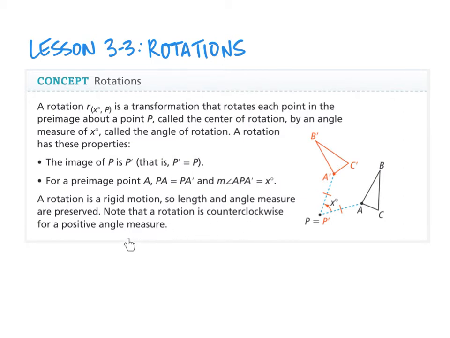One thing to notice is that if we have a positive angle of rotation, that means we're actually rotating counterclockwise. It seems like it would be nice if positive meant clockwise and negative was counterclockwise, but it's actually the opposite. A positive angle measure of rotation is actually a counterclockwise movement. So let's look at a couple examples using rotations.